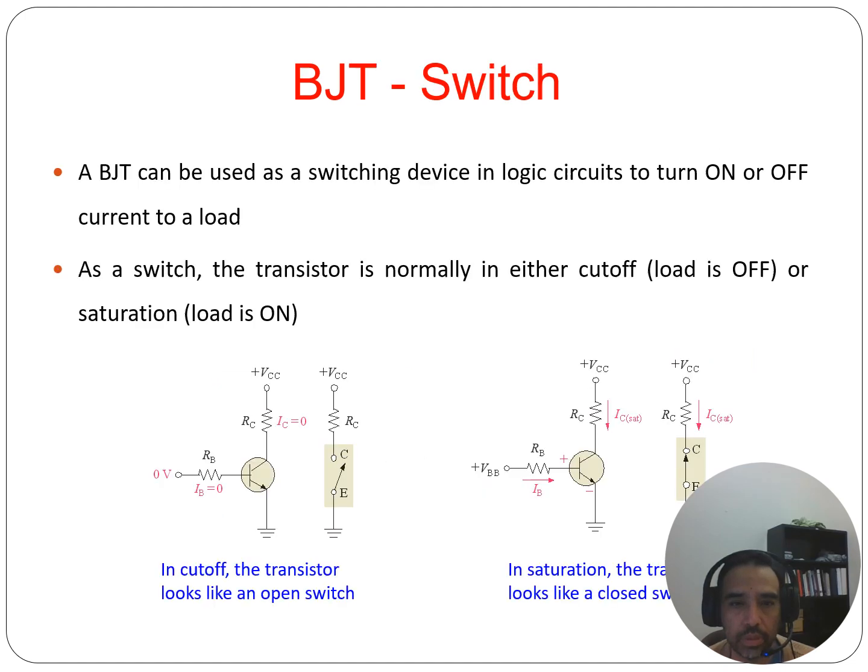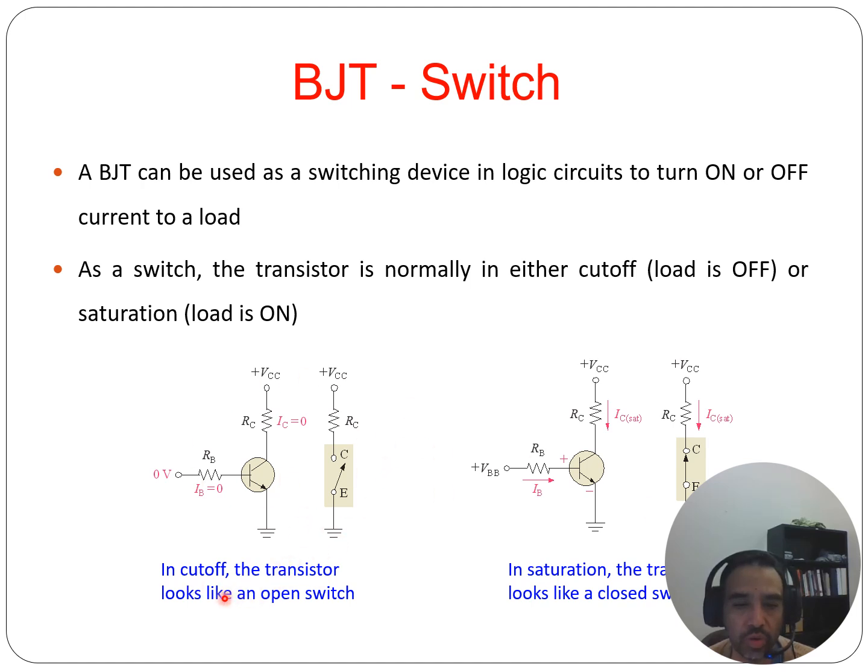Amplitude. All right. BJT as a switch. Oh, we're doing really good on time. A BJT can be used as a switching device in logic circuits to turn on or off current to a load. As a switch, the transistor is normally in either cutoff, in which the load is off, or saturation, in which the load is on. Sorry that my face is covering that part of the circuit down at the bottom, but you can see what it looks like here.